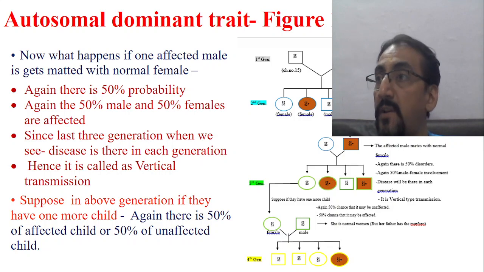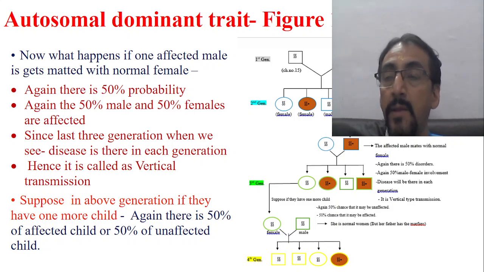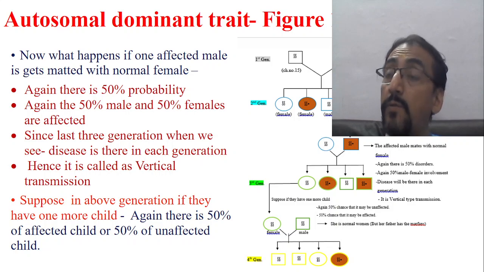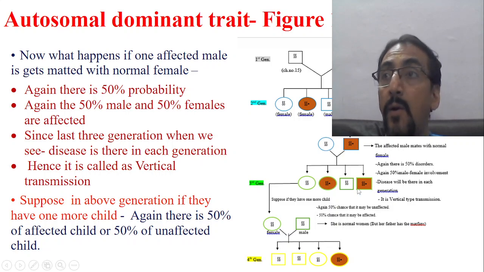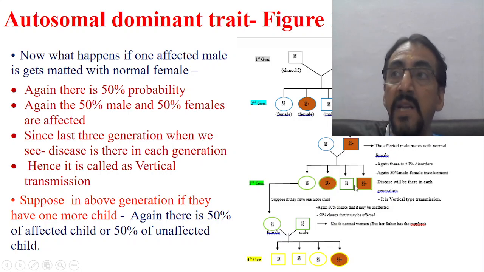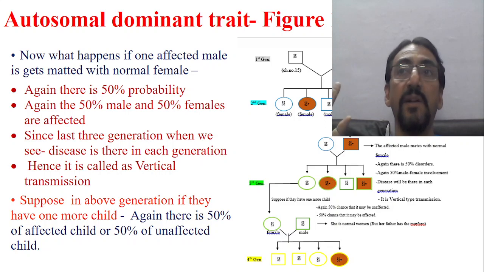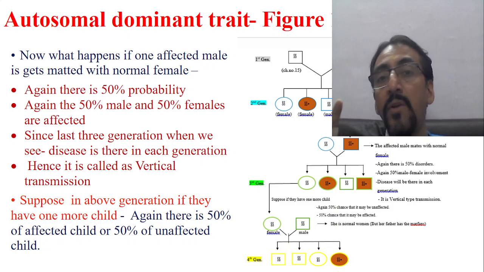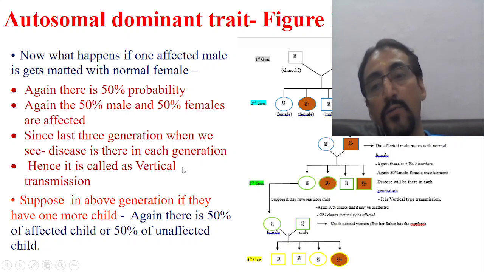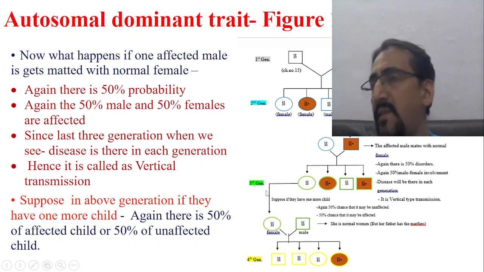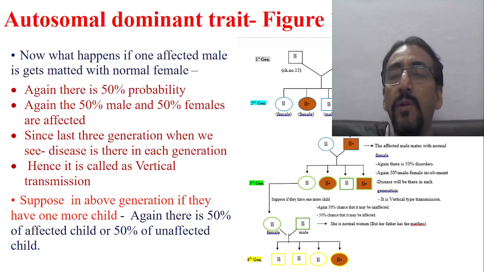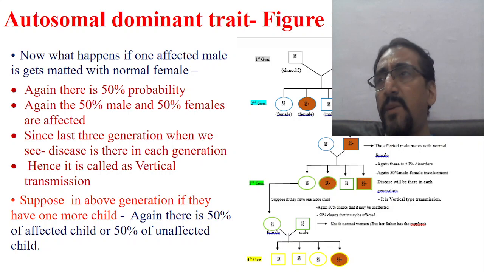What happens? 50% of males are affected, 50% of females are affected. Among the diseased children also, 50% are male and 50% are female. And the third important point is that the disease will not skip the generation. In each and every generation there will be some diseased children. So these are the three important rules in a dominant trait, especially the autosomal dominant trait. Whenever I say autosomal dominant disorders or dominant disorders, I have to always remember these three important things.